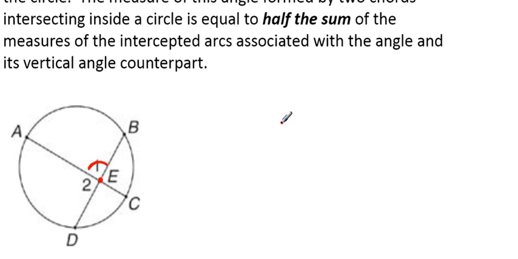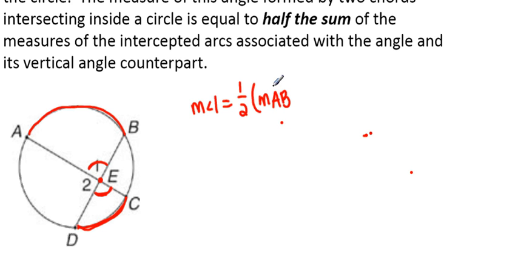Its measure is going to be formed by taking the sum of its intercepted arc, and if we look at the picture, its intercepted arc goes from A to B, and then the intercepted arc of its vertical angle. So if we look across, there's its vertical angle, and the intercepted arc of the vertical angle is going to be the arc from C to D. So in other words, the measure of angle 1 is going to be equal to half of the sum of the measure of arc AB plus the measure of arc CD.